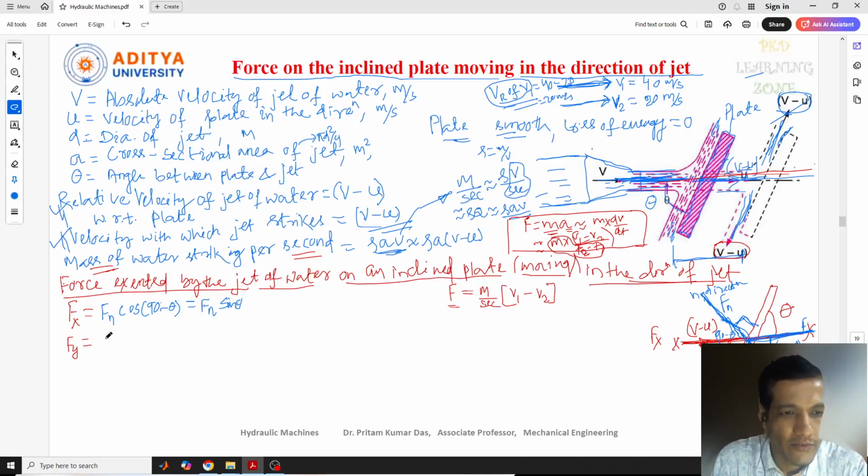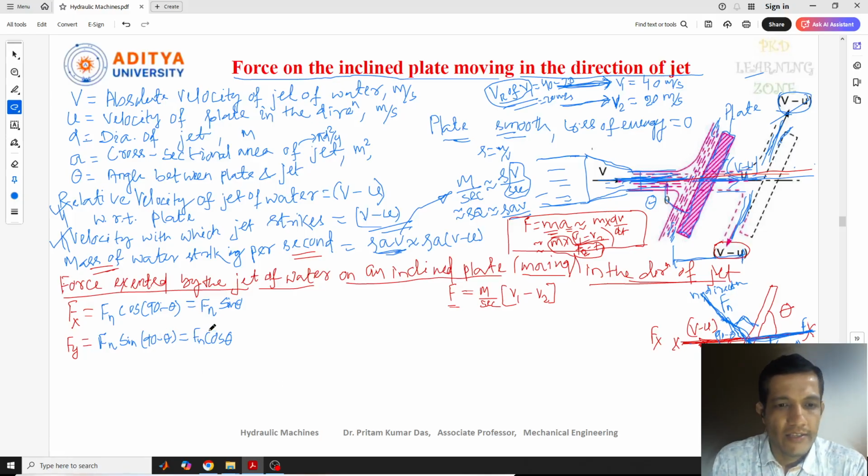Now similarly here also, Fy equal to Fn in the direction of y. So what I'll get here is sin 90 minus theta. Our angle is 90 minus theta here. So this is sin 90 minus theta, which is nothing but Fn cos theta. I hope you understand. So no need to write again there.